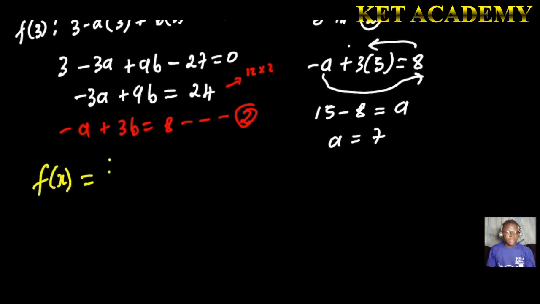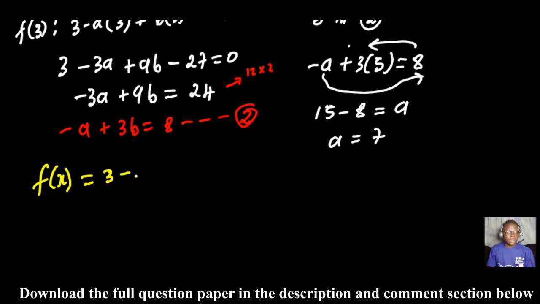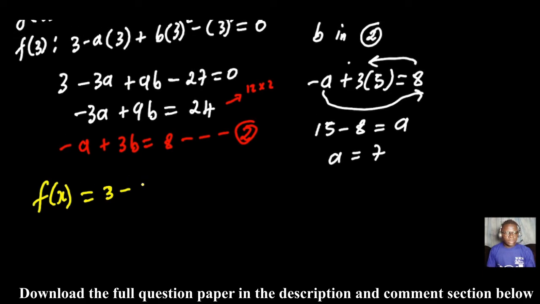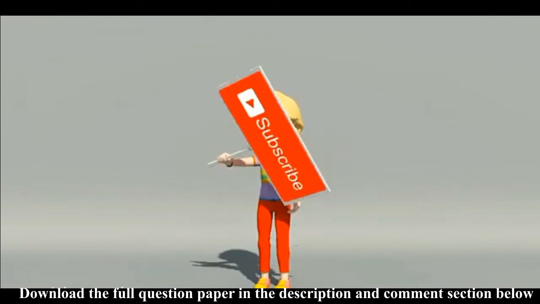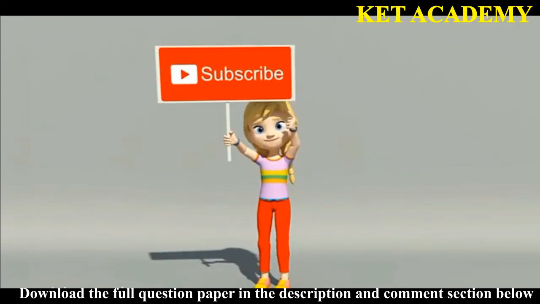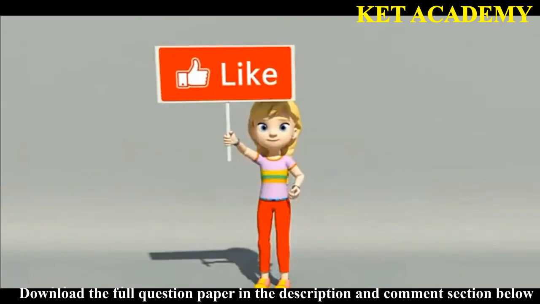Our f of x is 3 minus ax. Now our a should be 7, so minus 7x. Now plus bx squared. What is our b? Plus 5x squared minus x cubed. So this is our polynomial. This is our final polynomial.